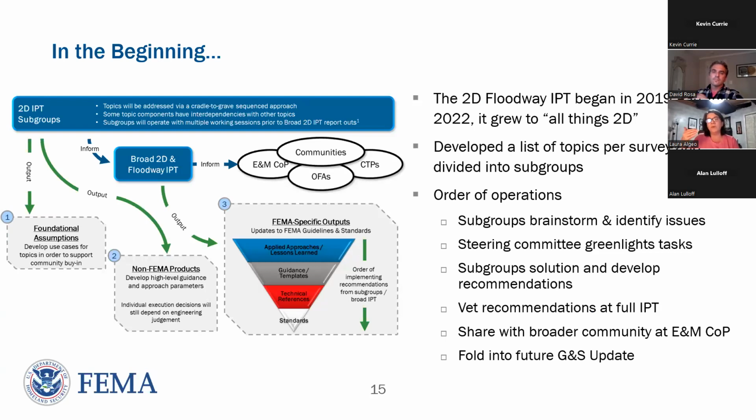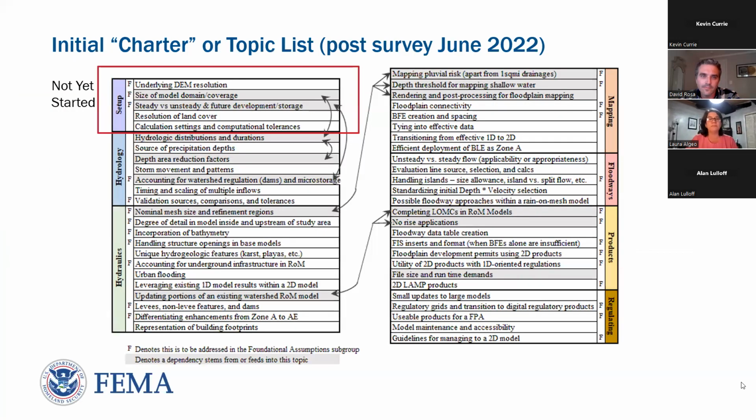And the way that those subgroups operate is to brainstorm, identify their issues, go to the steering committee to get tasks and next steps green lighted, come up with a solution and develop recommendations, vet those recommendations at the full 2D IPT, and then share with the broader community once a path forward is identified, to get more feedback from the engineering mapping COP, and then ultimately fold whatever changes need to be made into the guidance and standards, or other components related to the guidance.